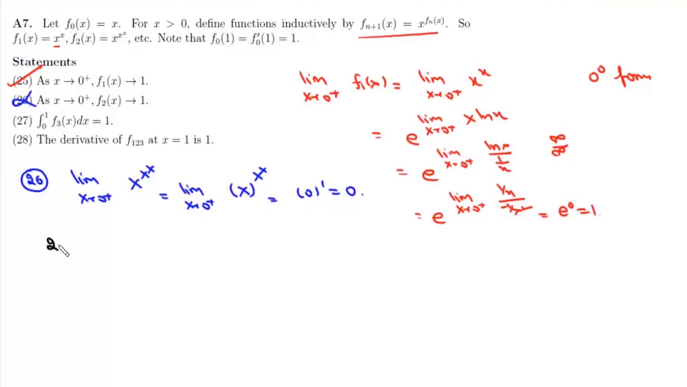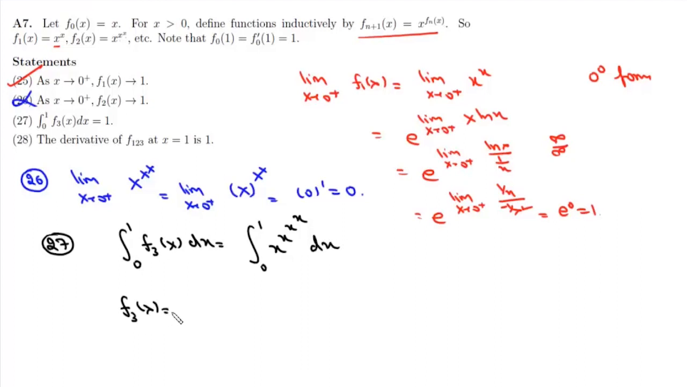Now this 27th is this integral from 0 to 1 of f3(x) dx, which is this integral from 0 to 1. Now f3(x) is x to the power x dx. Now if you look at this function f3(x), it is x to the power x, where x lies between 0 and 1. Now here x to the power x will always be less than or equal to 1.